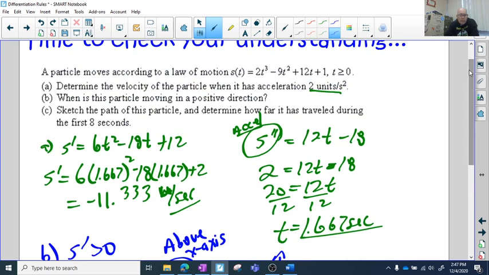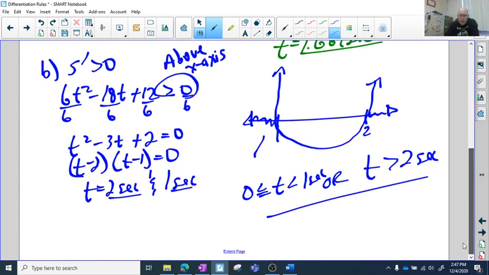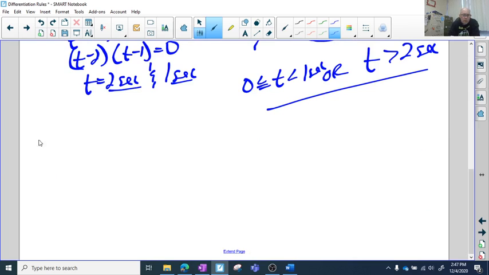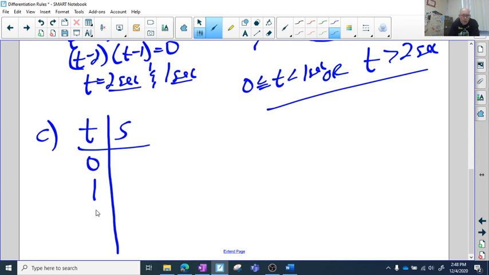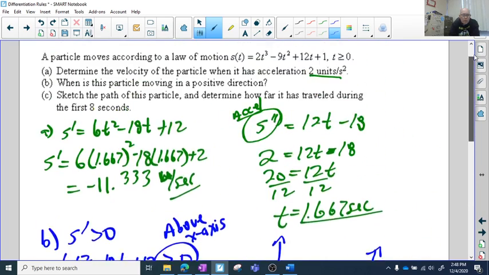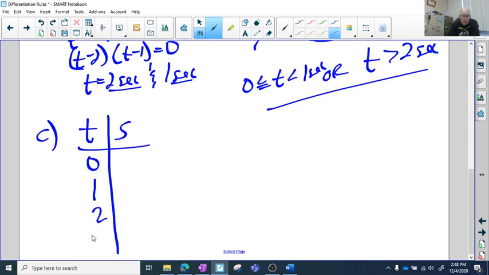And then finally it says, sketch the path of this particle and figure out how far it has traveled during the first 8 seconds. So to do that, I need to make a table. We talked about this, time and position. So in the beginning, anywhere the velocity hits 0, and then at the end. So this one wants it over an 8-second interval. So that would be my end time. Now remember, these are going into the position function. I'll just jot it down again over here.